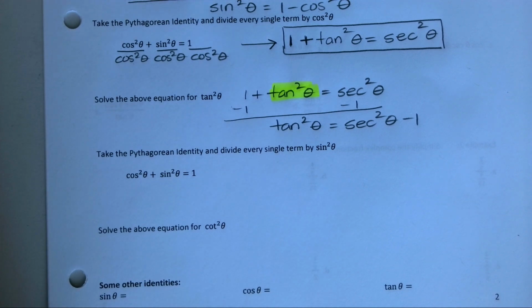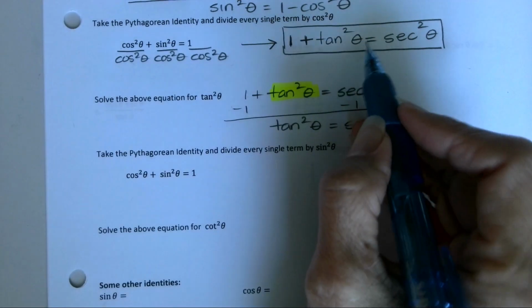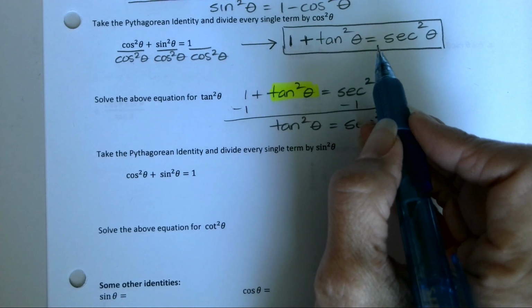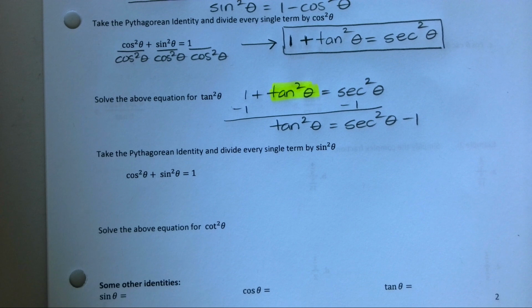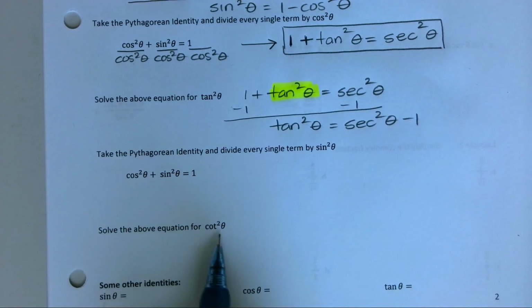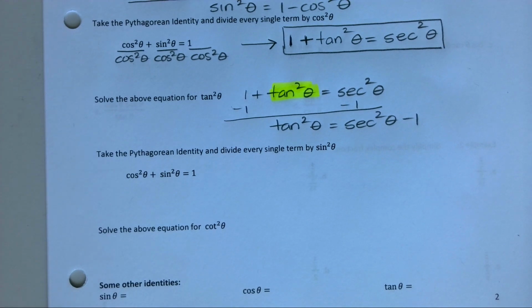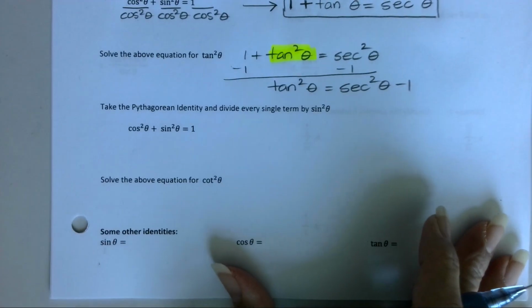All right, so I want you guys to discover the third and last Pythagorean identity by following the instructions here. Take the Pythagorean identity that we started out with, and instead of dividing by cosine squared, I want y'all to divide by sine squared. So do that, find the new boxed one, and then I want you to solve for cotangent squared. I'm going to give you about 2 minutes to do that. So go ahead and do that.